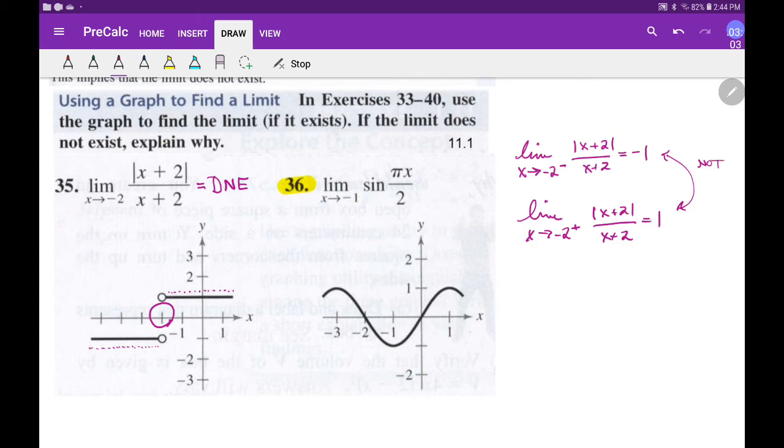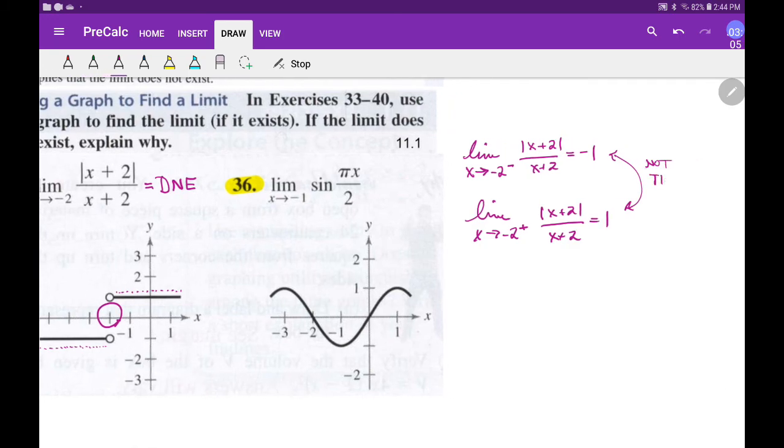It says explain why. Well, here's why: it's not the same from left or right. So the little negative and the plus sign, the negative means from the left, and the plus means from the right. Of course, we'll get into this more.